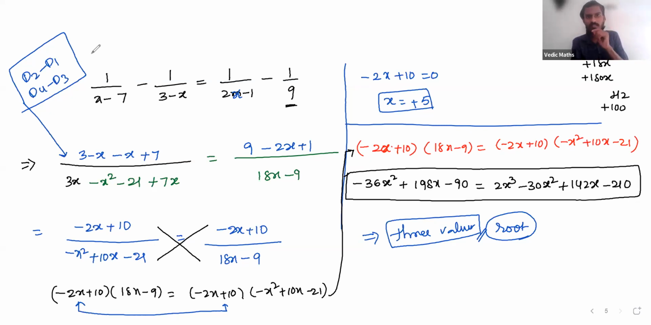So because of the three values and because of the difference between the original pattern and this question, some changes are there. X minus 7 and the 3 minus x we have. And then the last two fractions are only numerical. So some changes we have. That is the reason we are getting a cubic equation here.